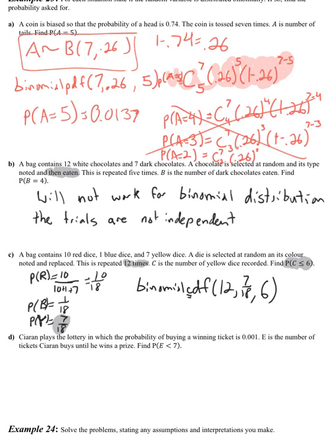All right, and then the last one. Sierra plays a lottery in which the probability of buying a winning ticket is 0.001. E is the number of tickets Sierra buys until he wins a prize. So what's the probability of E is less than 7? Well, this one, I don't give you a fixed number of trials. So we need a fixed number of trials in order to do these problems.